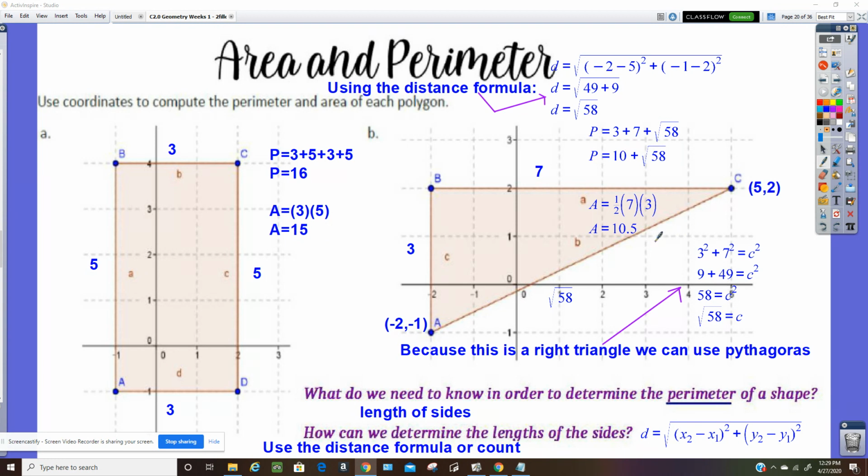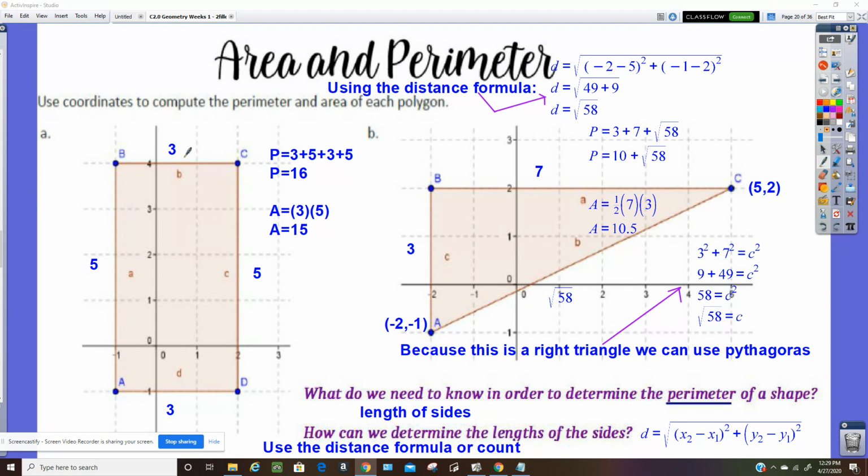So the distance formula is actually using Pythagoras. If you see this right here, it's actually using 7 squared plus 3 squared. It's actually finding these distances here, and then squaring those. The square root of the sum is this side right here.